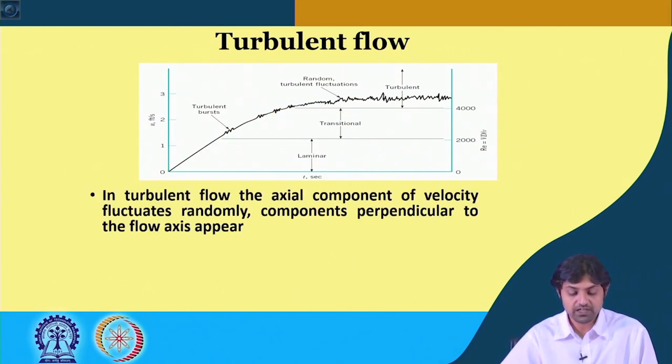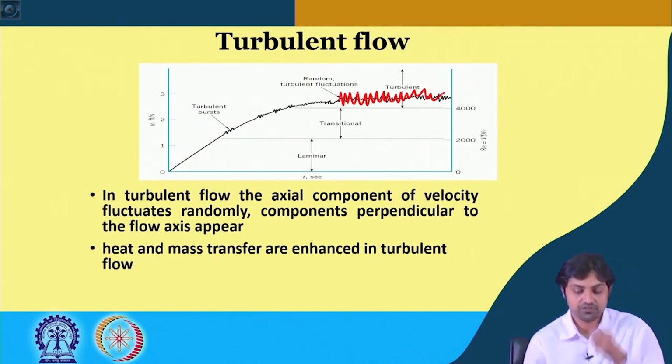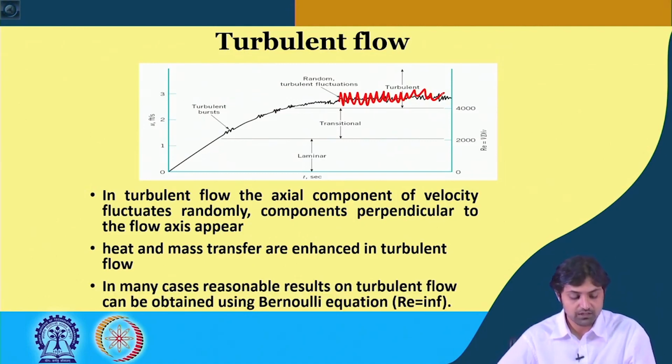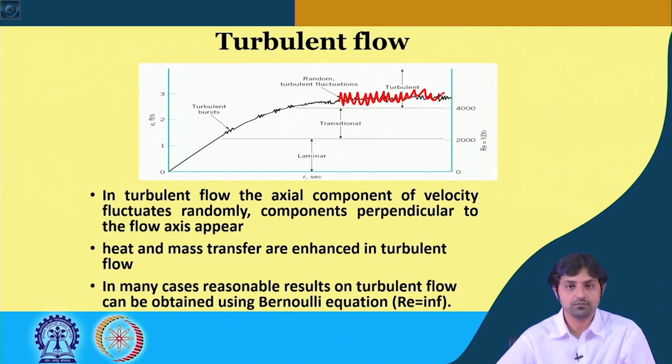So in turbulent flow, the axial component of velocity fluctuates randomly. The components perpendicular to the flow axis appear, right, you see here. In turbulent flow, heat and mass transfer are enhanced. That is another important feature that we know. In many cases, reasonable results on turbulent flow can be obtained using the Bernoulli's equation. Many cases, okay, because by putting a Reynolds number as infinity.